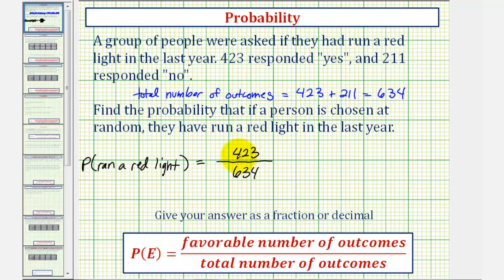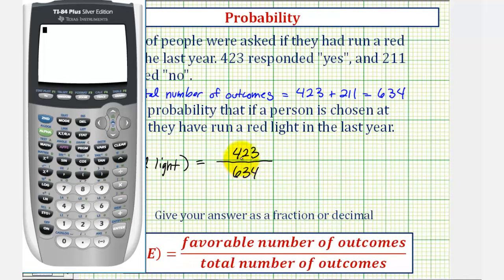This is a fairly challenging fraction to simplify, so let's see if this is simplified using the calculator. To do this, we'll perform this division, 423 divided by 634. This will give us a decimal, which we'll come back to, but now if we convert this back to a fraction, it will be given in simplified form. So if we press Math, Enter, Enter, notice how it gives us back the original fraction, which tells us this fraction is in simplified form.